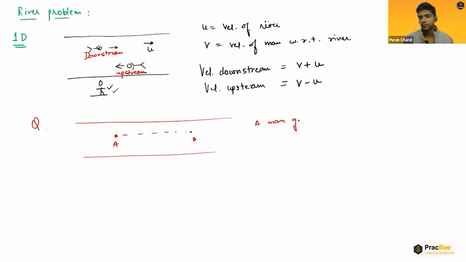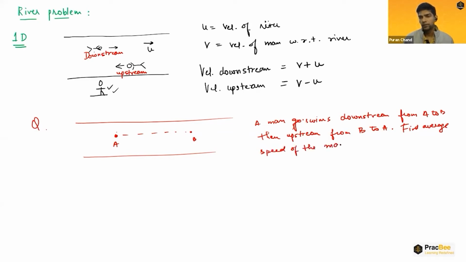So let me write: a man swims downstream from A to B, then upstream from B to A. Find the average speed of the man. Clear? Let us see what is given. We have given v, which is the velocity of the man with respect to the river, and u is the velocity of the river. Okay, so now let us see the two-dimensional problem.